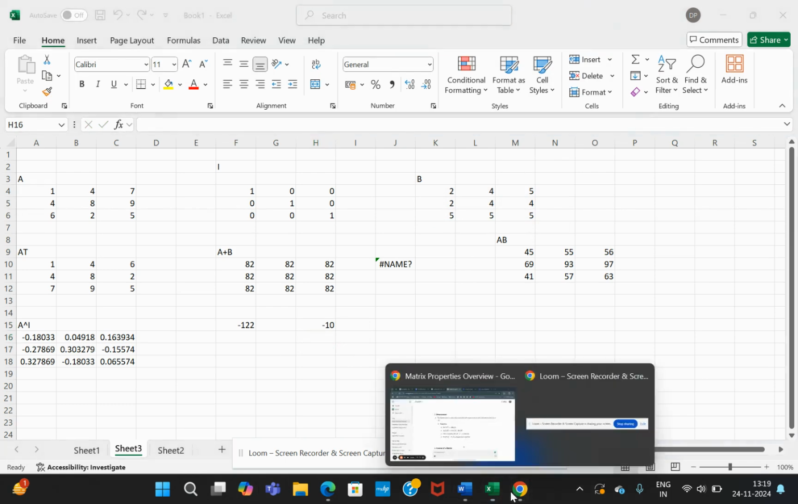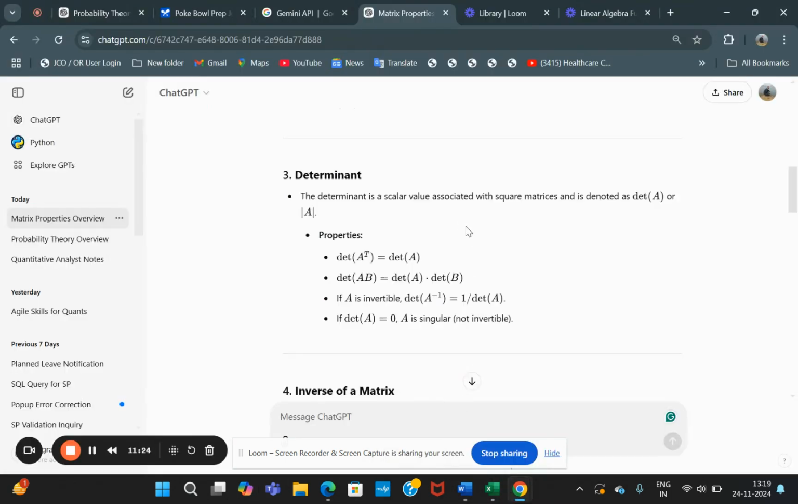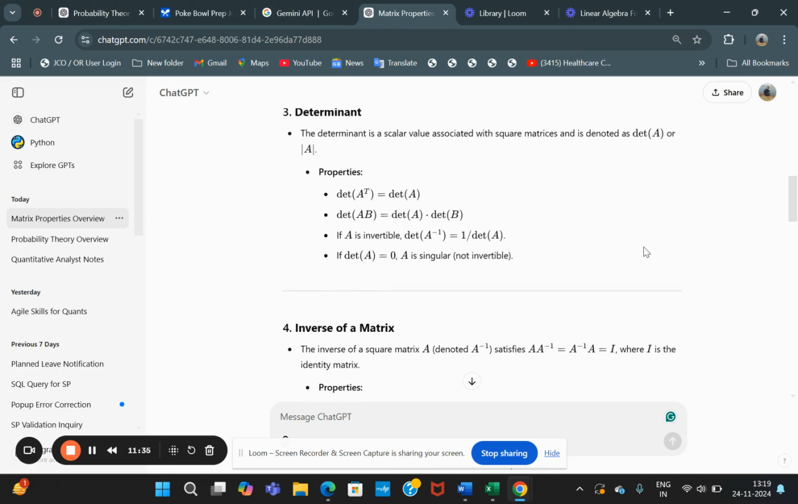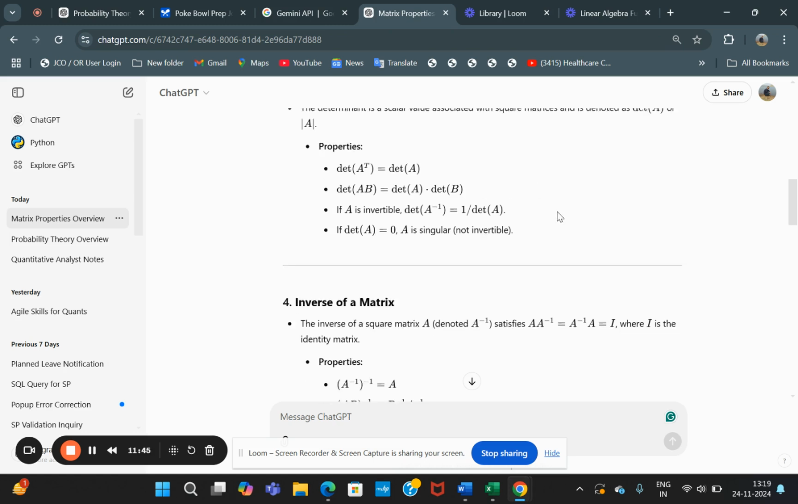Just simple with the help of the views. So we just write determinant in that way. The determinant is a scalar value associated with a square matrix and denoted by determinant of A or bracket of A. Properties of the determinant of A: determinant of A transpose is equal to the determinant of A. Determinant of AB is equal to determinant of A into determinant of B.